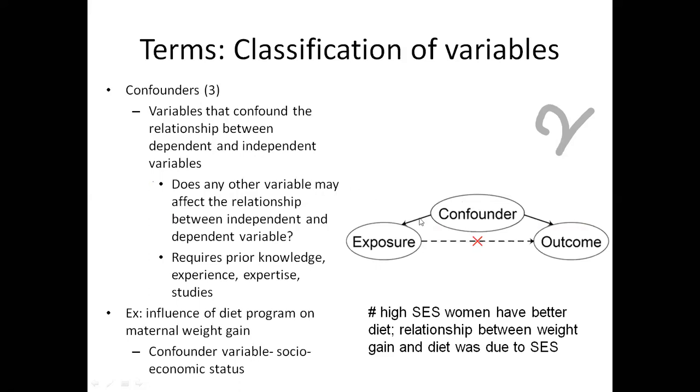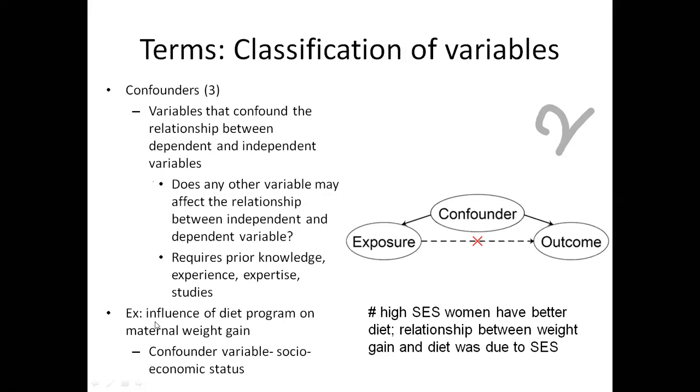So you might ask me how we would know about these confounders. That requires either prior knowledge, or prior experience and expertise, or you have to look at previous studies, from the review of literature, that might throw some light on whether there are any confounding variables, and if there are, whether they are being included in your study, right?